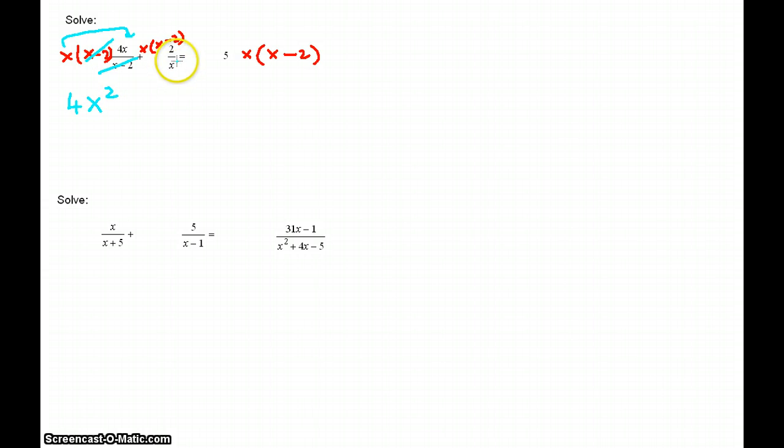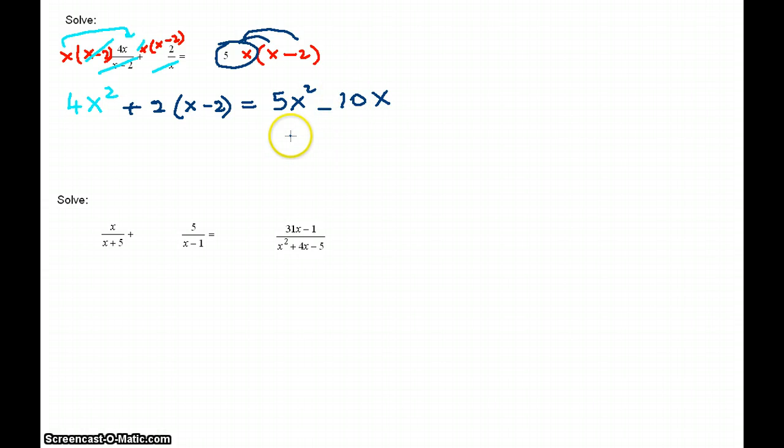On my second one, the x and the x will cancel. I end up with 2 times x minus 2. And of course, on the right-hand side, I have to multiply 5x by x and by negative 2. So I'll get 5x squared minus 10x. Okay, so that would be my simplifying the denominator.